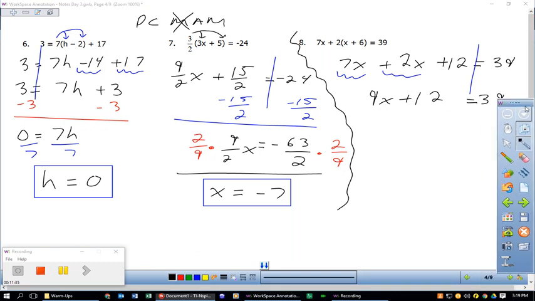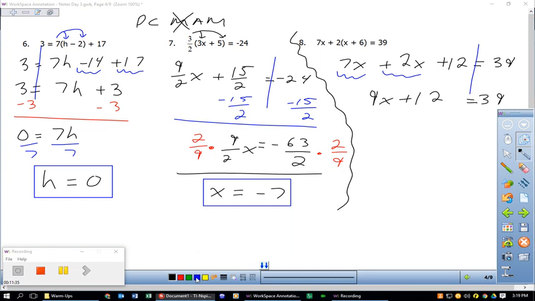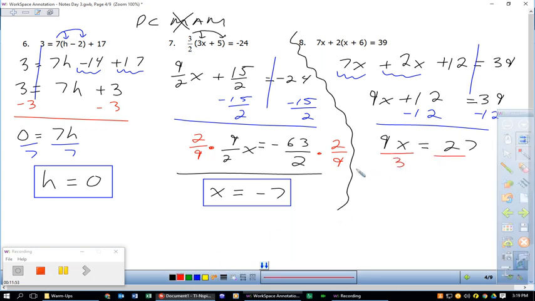Okay. Subtracting 12 from both sides. It's going to be 27. So 9x equals 27, dividing by 3. I'm getting ahead of myself here. Dividing by 9, you get x equals 3. And so therefore our answer is x equals 3.